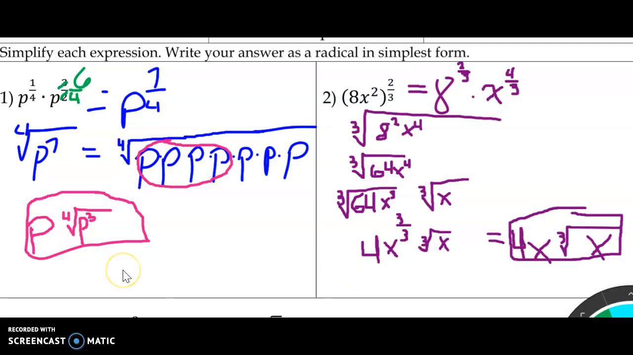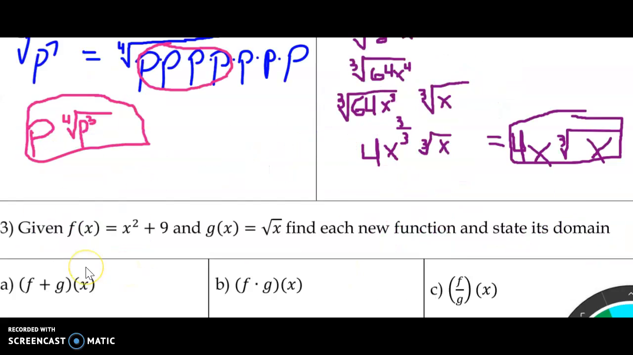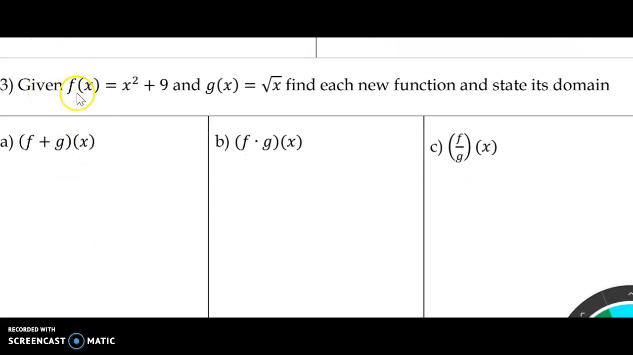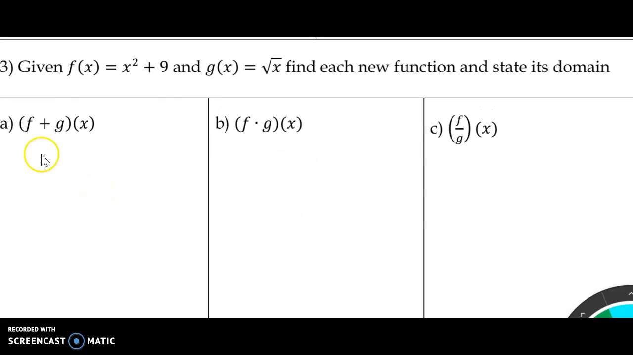Okay, so the last thing that I want you to work on here is, if you're given these two functions, f of x is equal to x squared plus 9, and g of x is equal to the square root of x, find each new function and state its domain. So this is going back to this year. Earlier we talked about operations with functions in our unit on polynomials. So go ahead and apply all the rules you've learned now to find each new function and state its domain. So pause the video and try these problems.